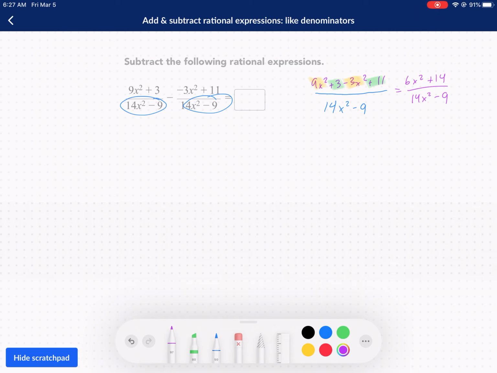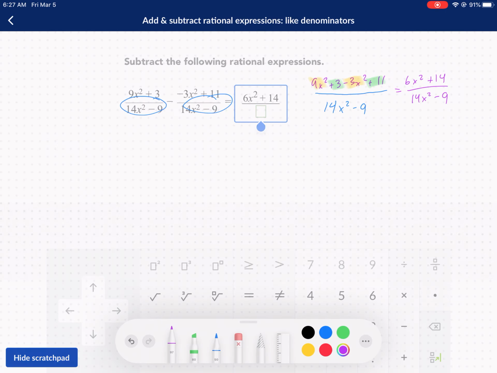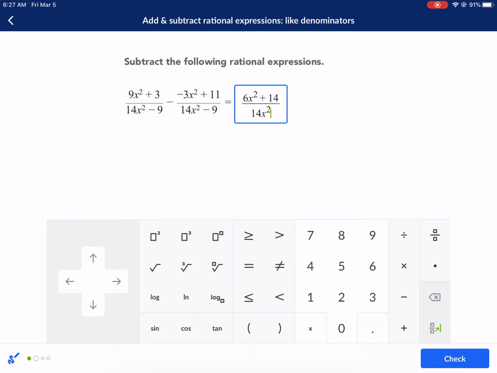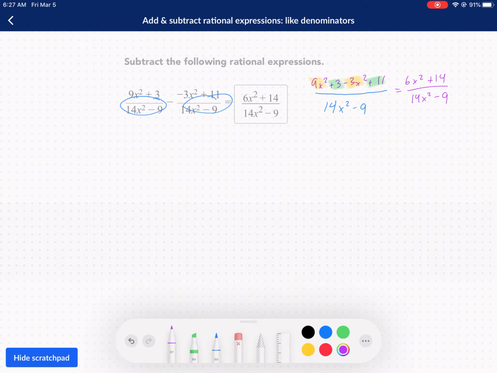Top can be factored a little bit further. Bottom cannot be, so it really doesn't make sense because we're not going to be able to cancel anything with the top from the bottom. So we're just going to leave it like that. We're going to type 6x squared plus 14 in the top. In the bottom, we're going to write 14x squared minus 9. And we're going to check it. Something's wrong. Did I type it in right? Okay, 6x squared plus 14 over 14x squared minus 9. I wonder if they want us to factor.